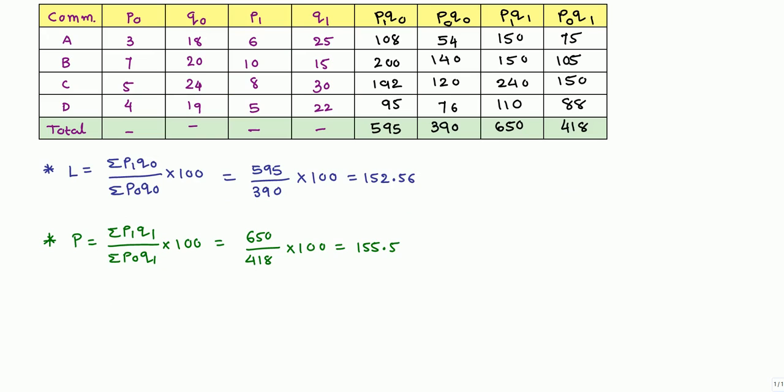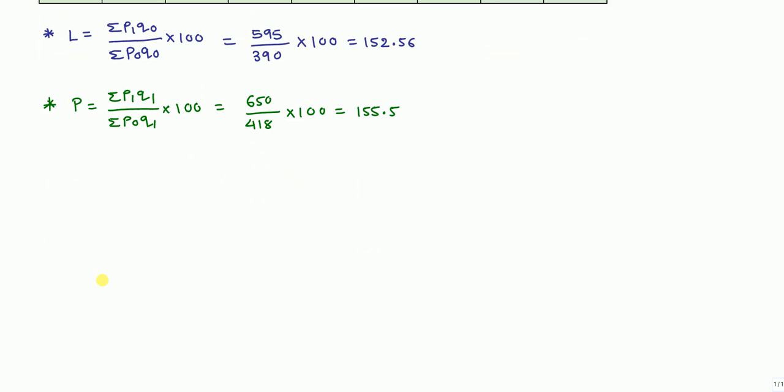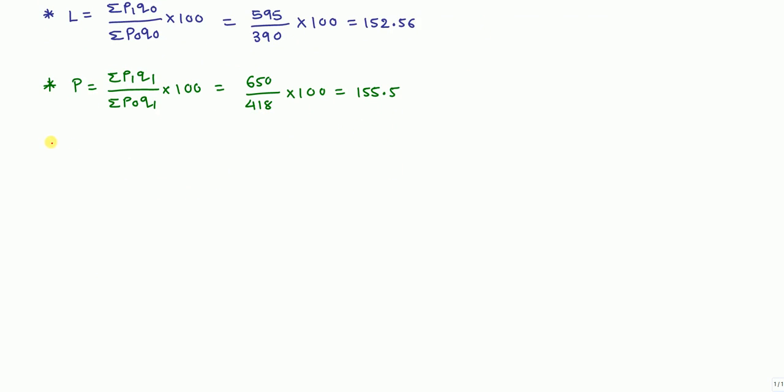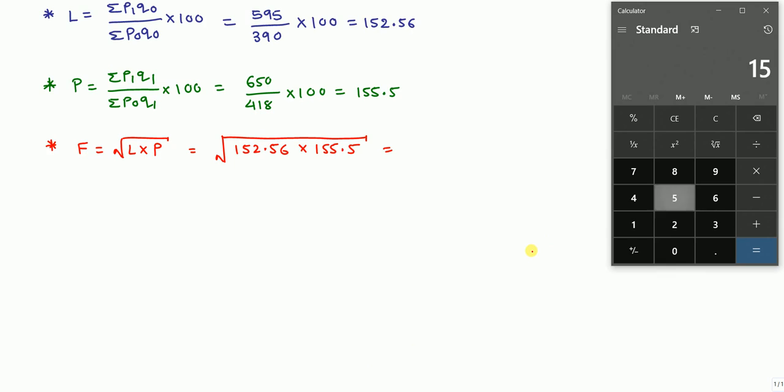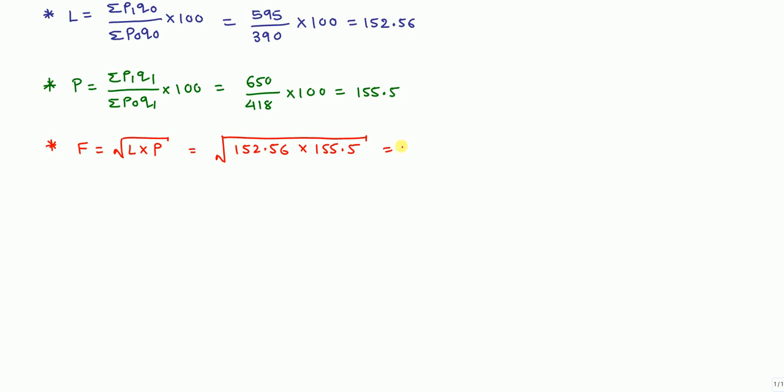Okay, now find out Fisher's index number. See, now we don't need this total. Fisher's index number, F is equal to under root of L into P, LASPEYRE into PAASCHE. It is equal to under root of 152.56 multiplied by 155.5. Multiply both amounts and take under root. 152.56 multiplied by 155.5 gives us 23,723.08, and taking under root of this number, 154.02 is the answer. 154.02 is Fisher's index number.